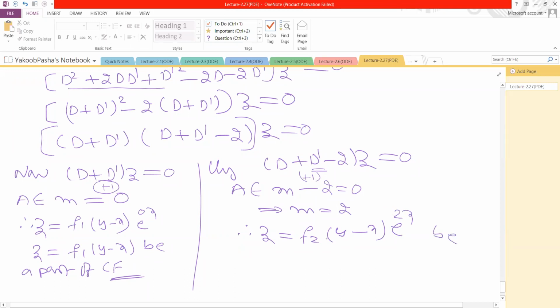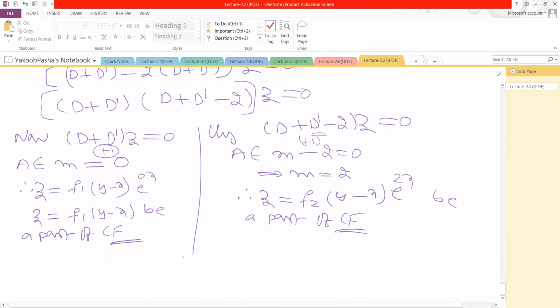b a part of complementary function. These are 2 parts of the complementary function. Therefore the complementary function CF is the linear combination of these two. That is, sum of these two simply. The linear combination: f1 of y minus x into e to the power of x plus f2 of y minus x into e to the power of 2x.